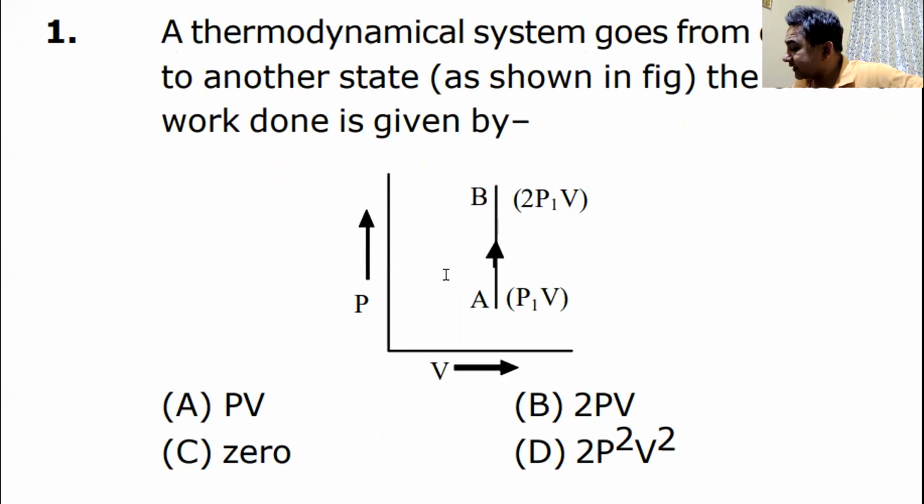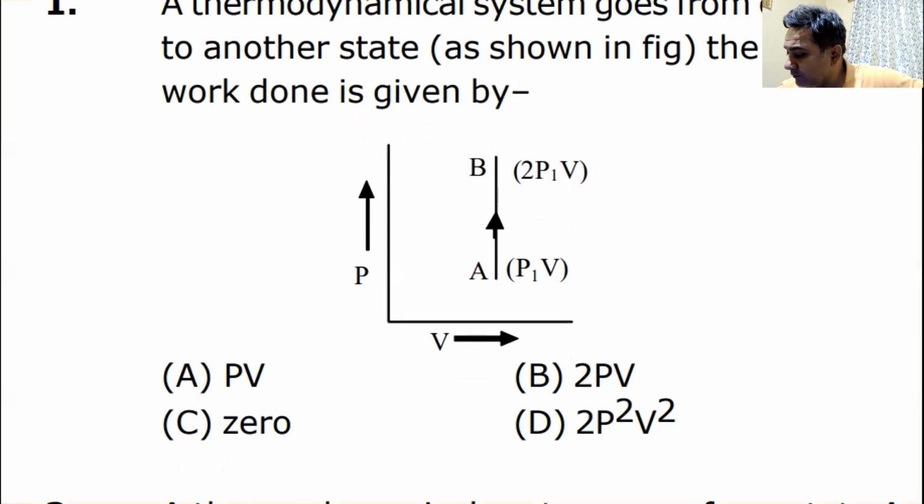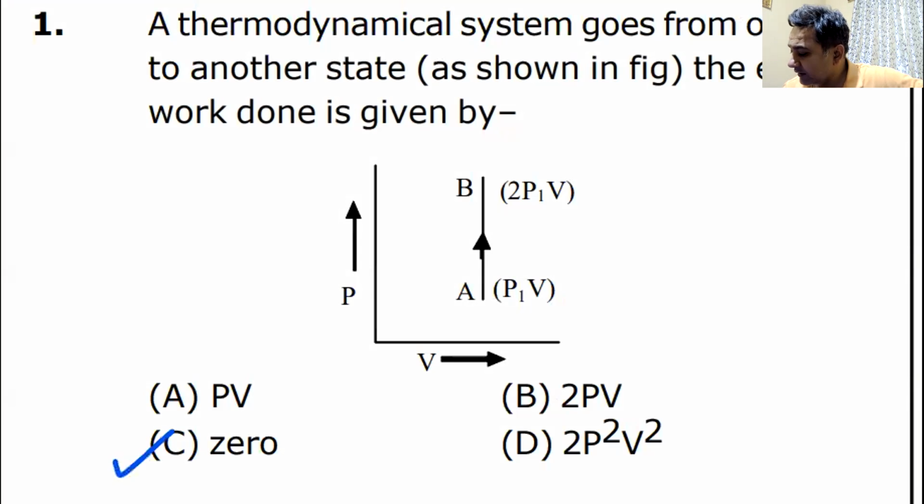So what is the answer for this one? A thermodynamic system goes from one state to another state. What is the work done in this process? The options are A, B, C, D. The answer is not 2. The answer is not 1. The answer is 0. How do you get 0? This is a process which is done at constant volume. You cannot find any area under the graph, and hence the answer is 0. Do we understand this? Anyone understands this in the class? Okay.